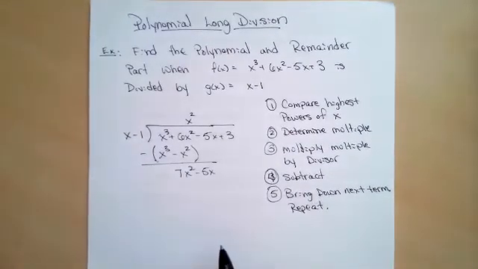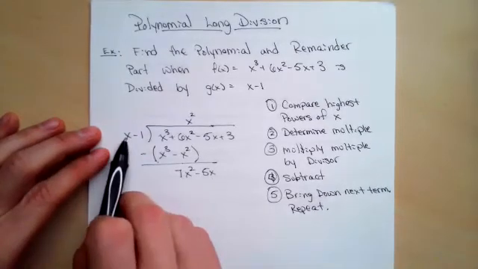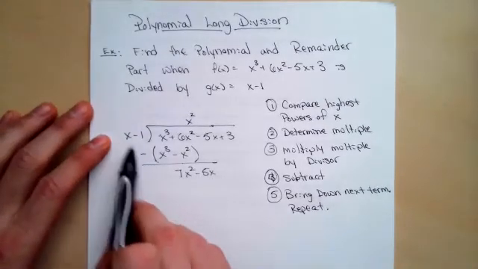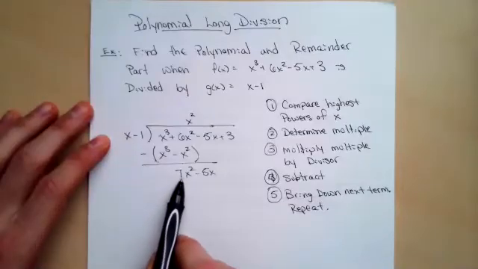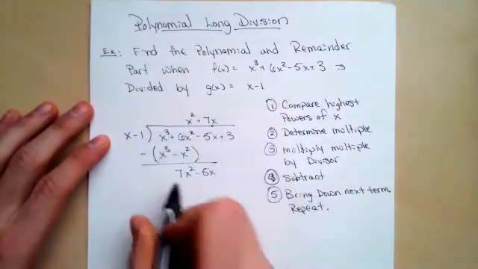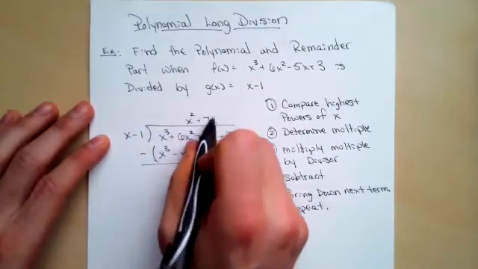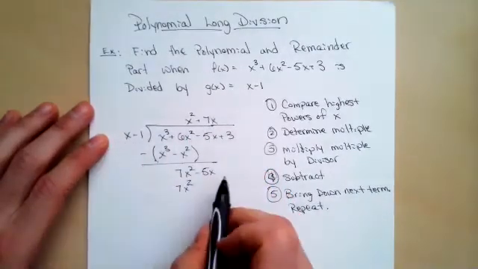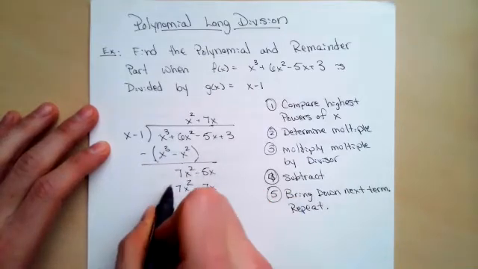In other words, a constant. So 7x squared minus 5x. We need to compare the highest powers. We've got x and x squared. So what do I need to multiply x by to get 7x squared? So we have plus 7x. And then I multiply this 7x by the entire divisor. So it'll be 7x squared minus 7x.